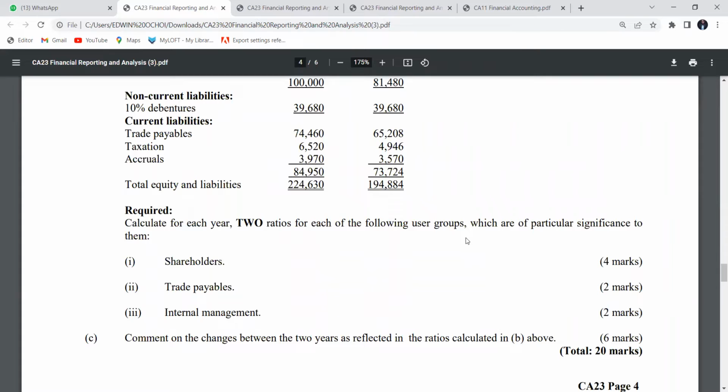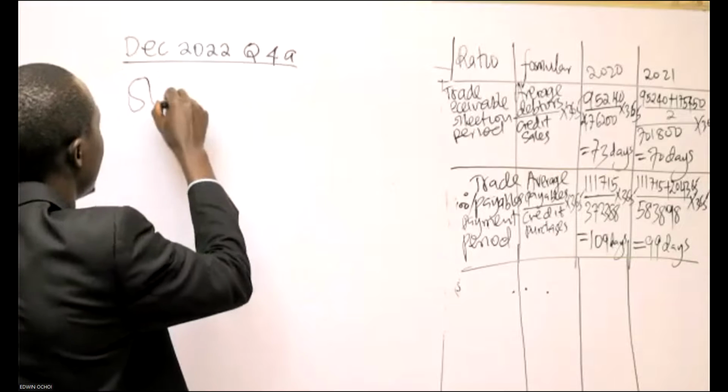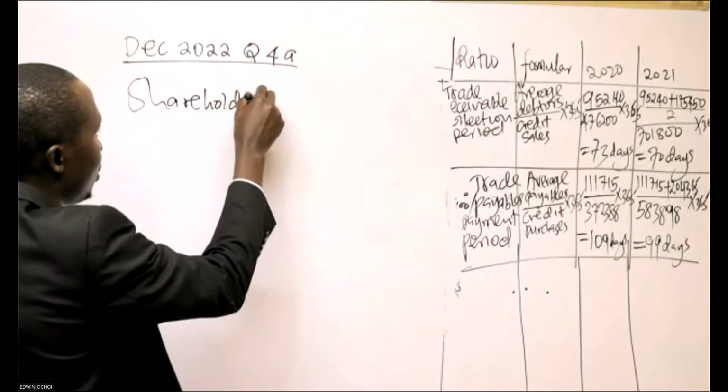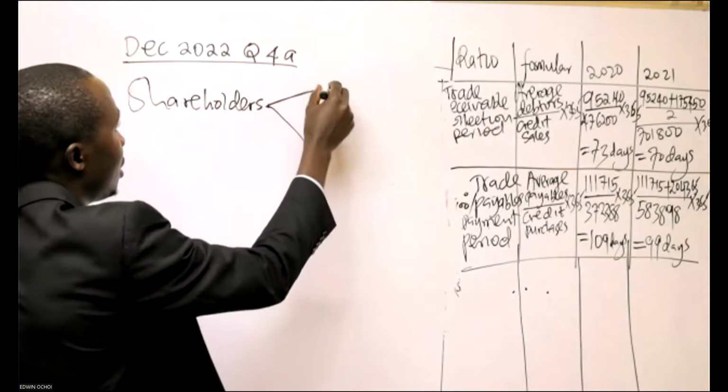For each of the following, calculate for each year 2 ratios for each of the following user groups, which are of particular significance to them. Which ratios can you calculate for the shareholders? Which ratios will you do for the shareholders? Return on capital employed. Current ratio. So for the shareholders, I would ask you that you do which one and which one?